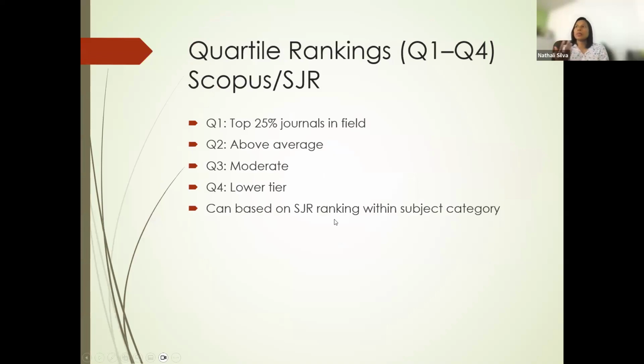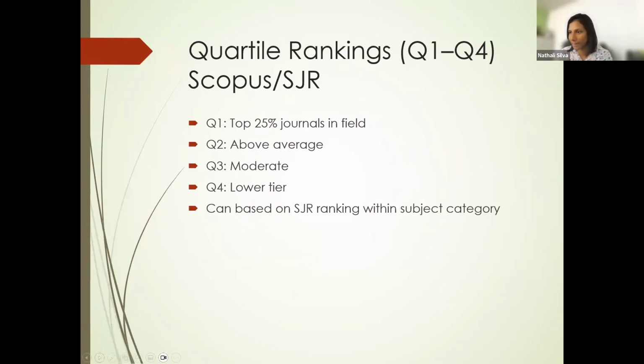All right. So the other way you can determine whether the destination that you have selected to publish is good or bad is quartile rankings. This quartile ranking varies from Q1 to Q4. So Q1 comes as the top 25% journals in the field, and Q2 is next.